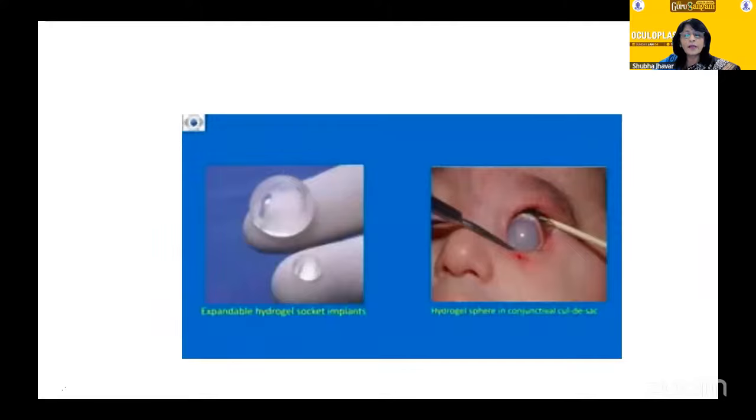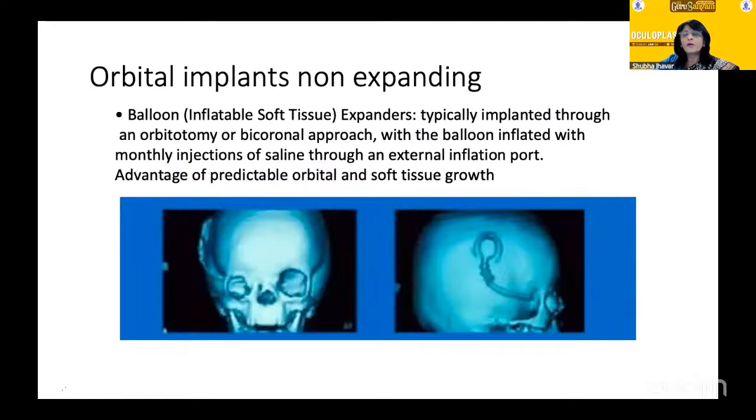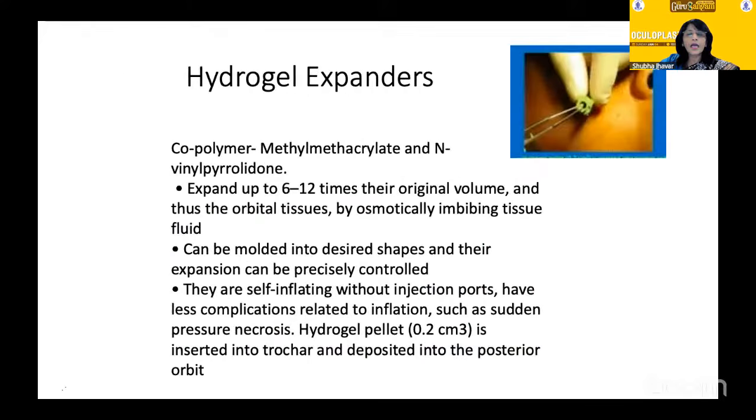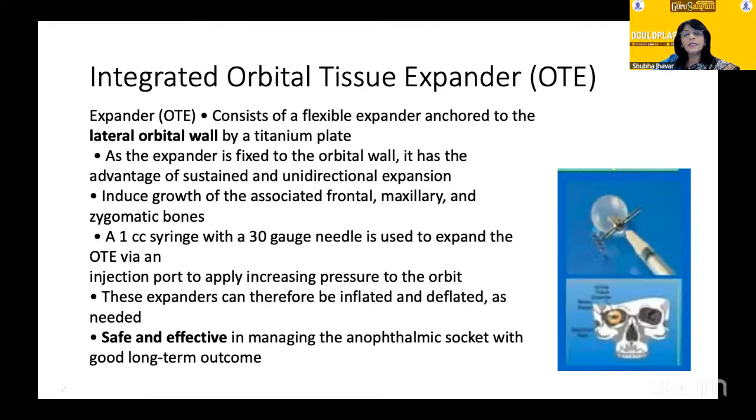These are expandable hydrogel socket implants that can be implanted and used for orbital expansion. Balloon expanders can also be used, where the balloon is inflated with saline, and it gives predictable orbital and soft tissue growth. There are various hydrogel expanders as well, which are self-inflating without injection ports, so they have fewer complications. Then you have integrated orbital tissue expanders, which are anchored to the lateral orbital wall.